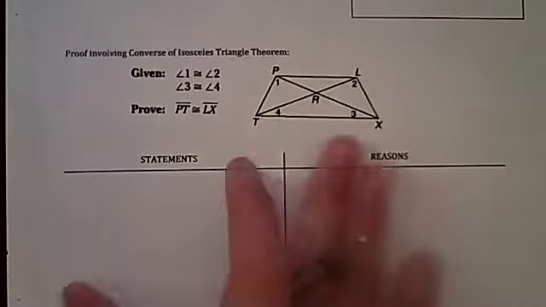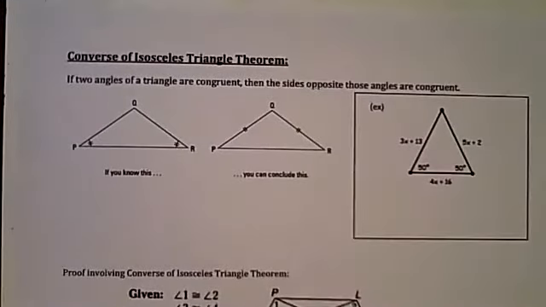So on the second page of the notes is the converse of the isosceles triangle theorem. If you remember earlier in the year when we learned about parallel lines and did proofs with parallel lines and angles, we learned what a converse was. In case you forgot, a converse is when you flip the if and the then in a theorem. The isosceles triangle theorem said, if two sides are congruent, then the angles are congruent.